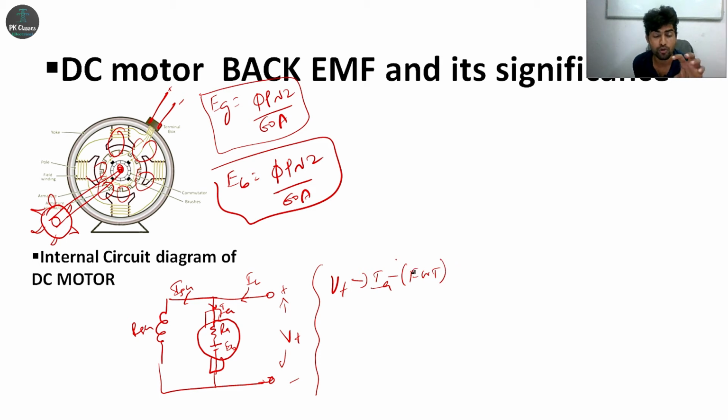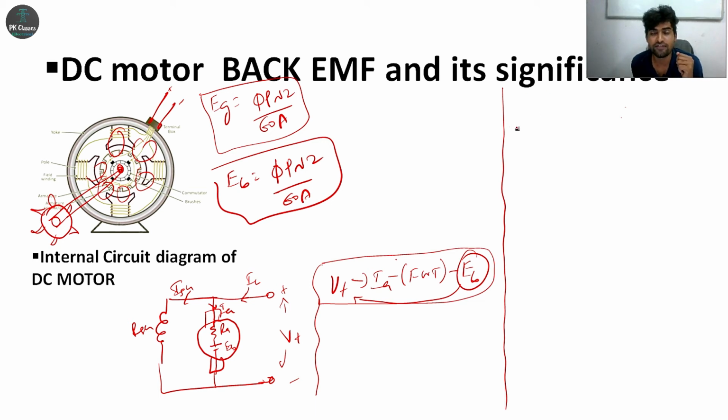If motoring action occurs in the magnetic field, the conductor cuts some of the flux lines. What happens? It induces EMF. That EMF is called back EMF in the motor. So EB, which always opposes the supply voltage, is called back EMF. We'll see the significance of back EMF. EB is equal to PNZ by 60A, so we can write EB is directly proportional to speed.